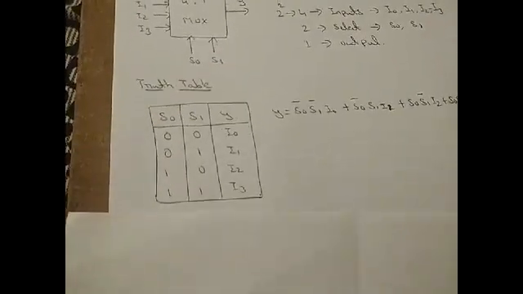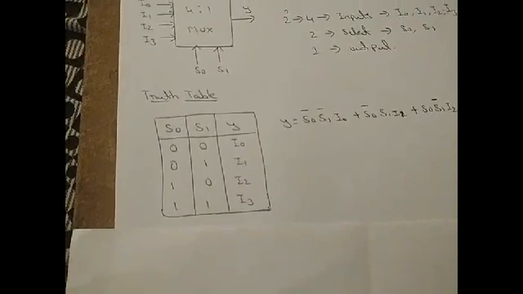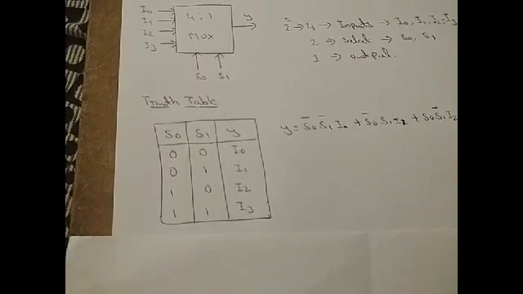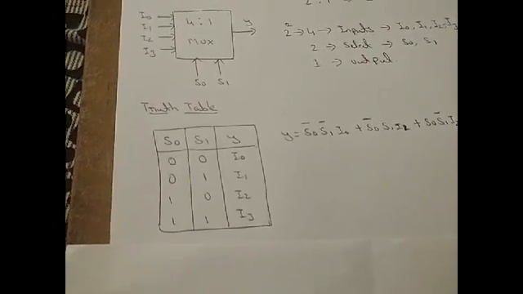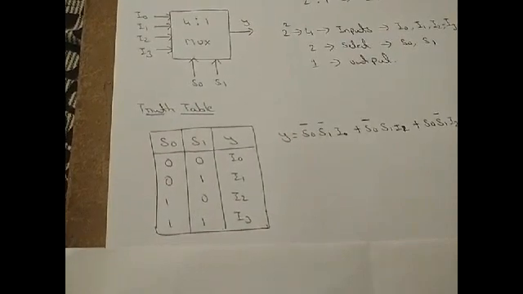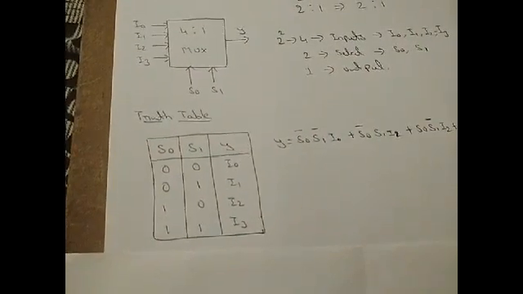Okay, now the truth table is, since it is having two select lines, so obviously it will be having 4 combinations: 0 0, 0 1, 1 0, and 1 1. Okay, so now when both the select lines are 0 0, I0 will be selected. In the same fashion, when S0 is 0 and S1 is 1, I1 is selected. 1 0 is I2 and 1 1 is your I3, and this one is your formula.